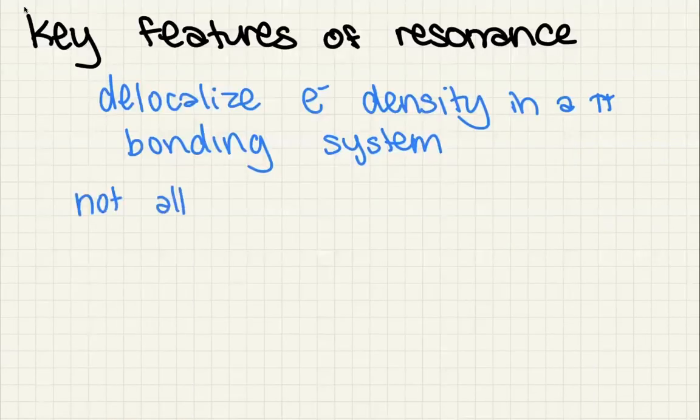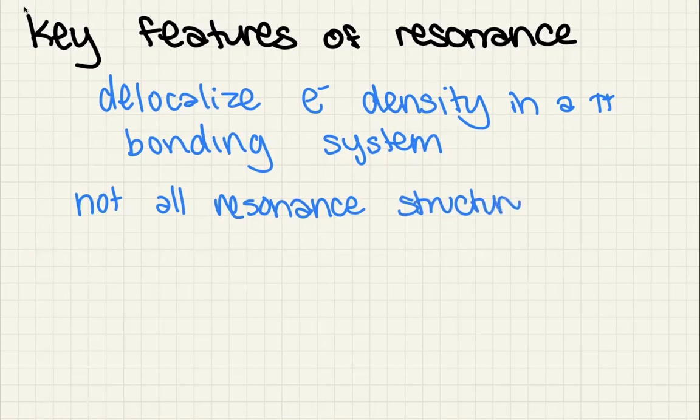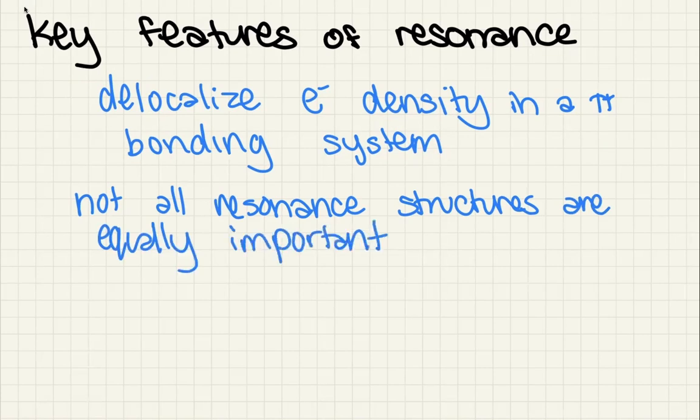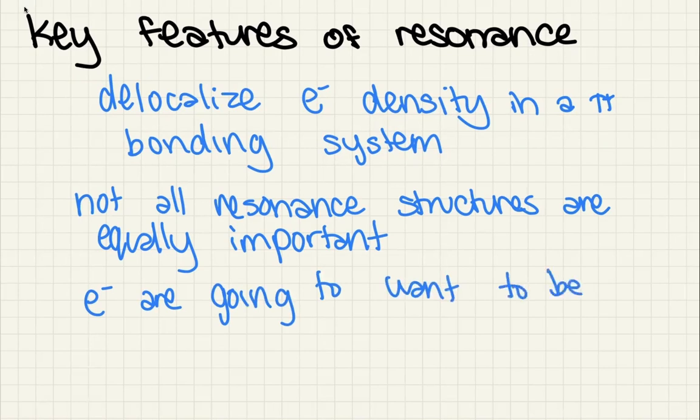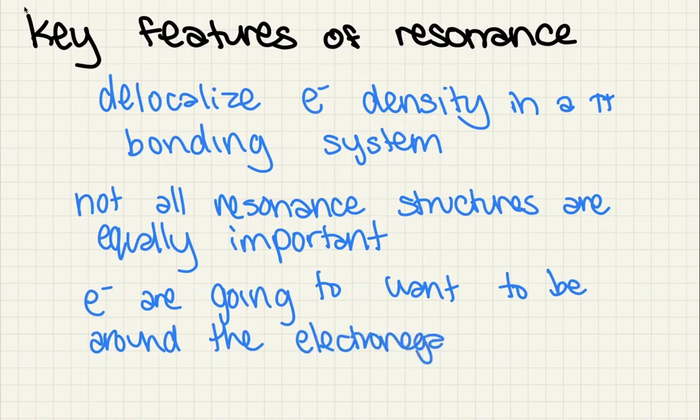Note that you can often draw a lot of resonance structures. Not all resonance structures are equally important. So basically, there are ways where you can push electrons all over the place, but electrons are going to want to be around the more electronegative atoms more, and so their resonance structures would contribute more.